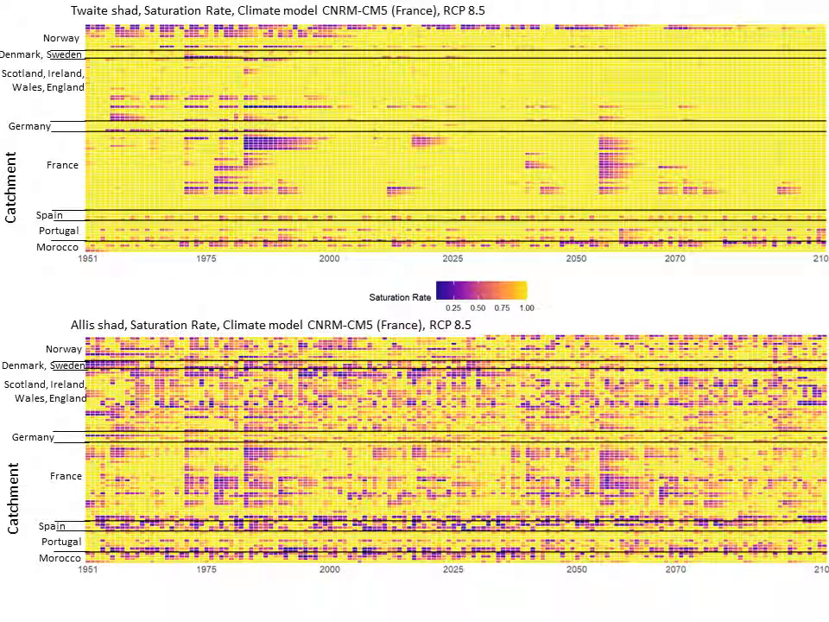If we compare the results for the two different shad species, so now we've added in the bottom panel the results for Alice shad for the same climate model and the same RCP scenario, we can see that for Alice shad, these trends are quite variable through time. So we see differences between years in a relatively short period of time, and we also see differences between catchments that are relatively close within a region.